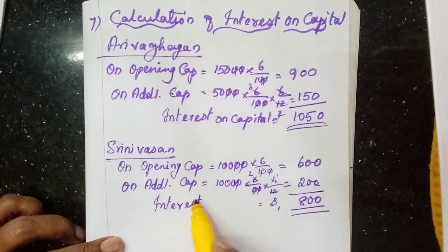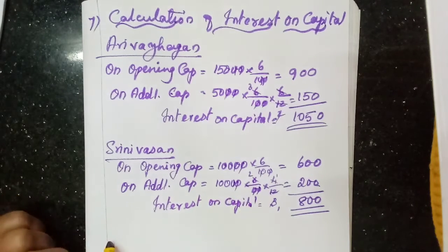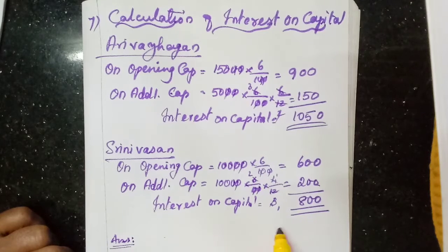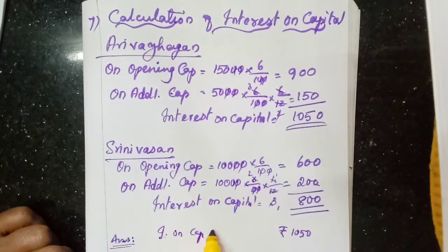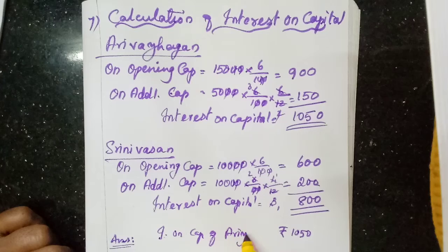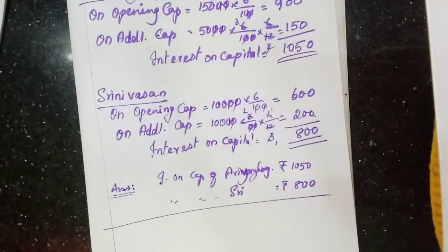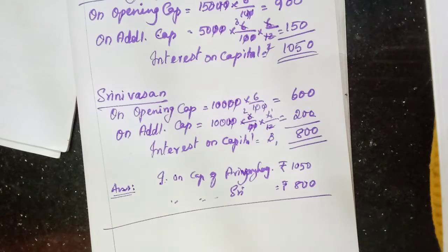What is the question? Calculate interest on capital. So this much enough. If you need, you can write once again. Okay, interest on capital of Arivalagan, rupees 1050. Then interest on capital of Srinivasan, rupees 800. Okay, you can conclude. Like this you can write, otherwise you can leave it, they will give you marks. Understood, students?